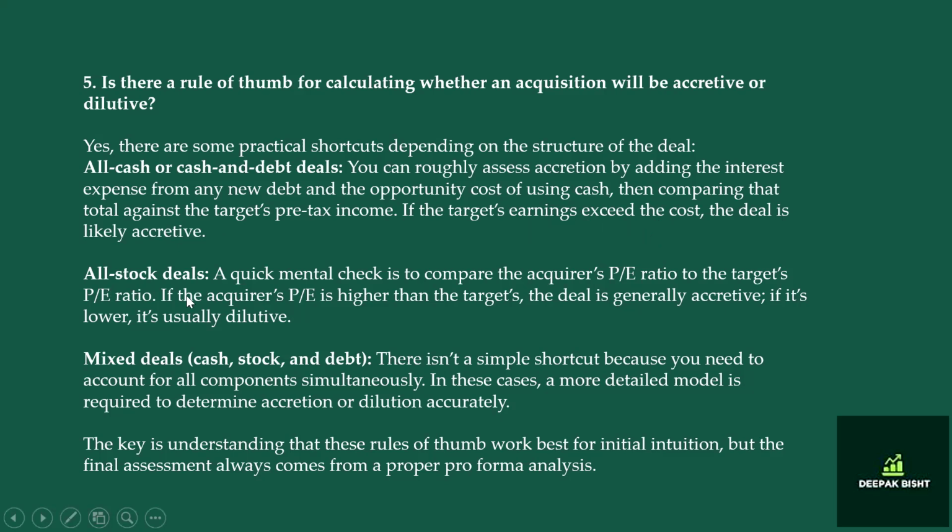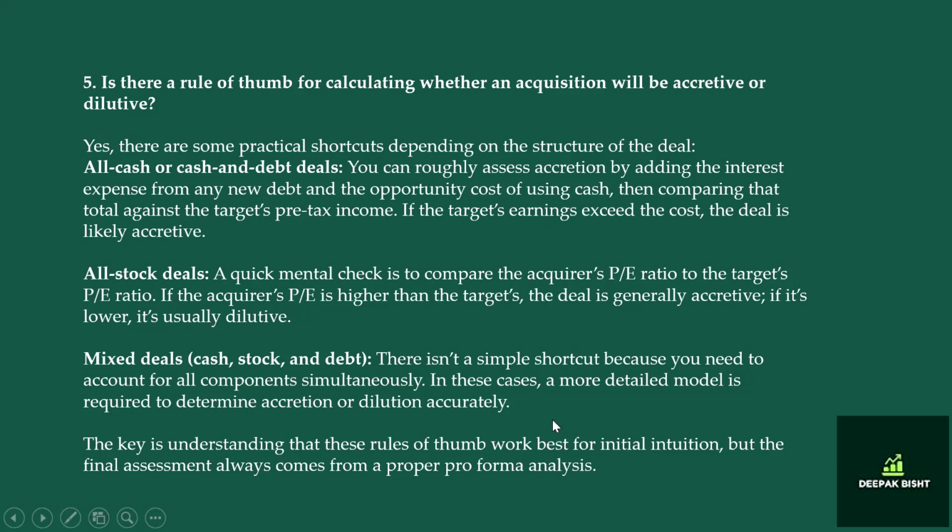In an all stock deal, the price to earnings ratio is relevant because we compare the acquirer's PE to the target's PE ratio. If the acquirer's PE ratio is higher than the target's, the deal is generally accretive, and if it's lower, then the deal is dilutive. And when we are doing a mixed or hybrid deal, where we are using cash, stock, and debt, there is no simple shortcut, because in this situation you actually have to do a detailed model to determine whether it's accretion or dilution.